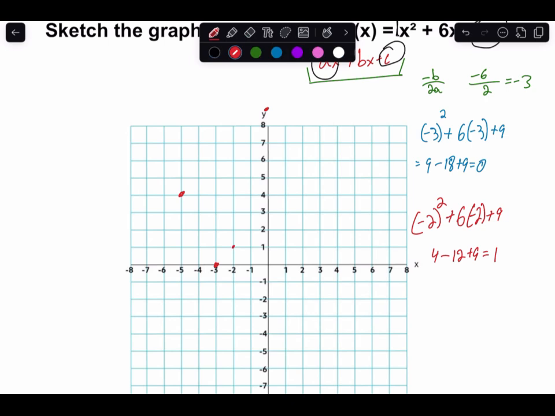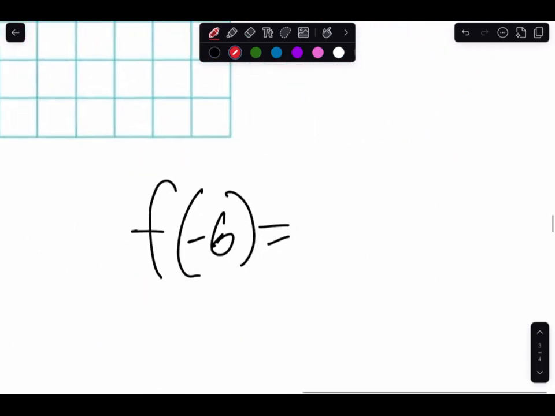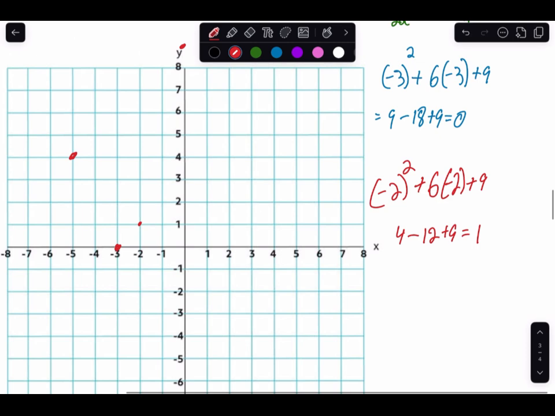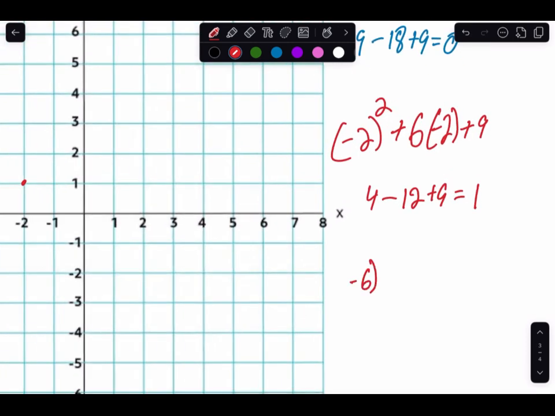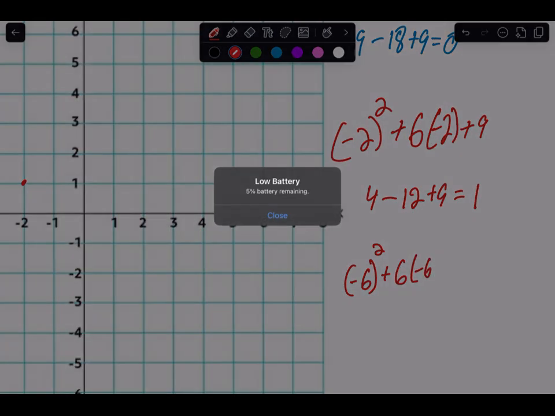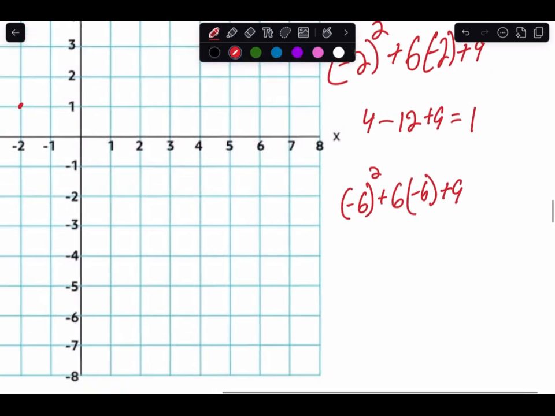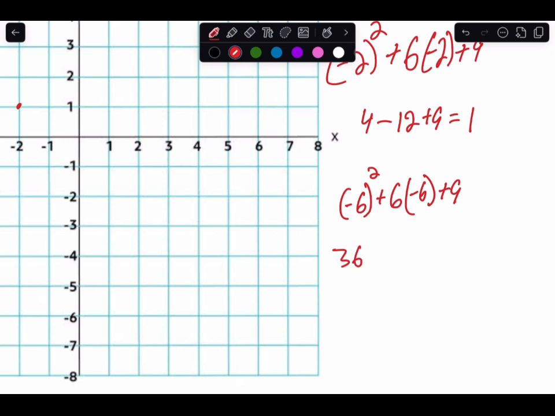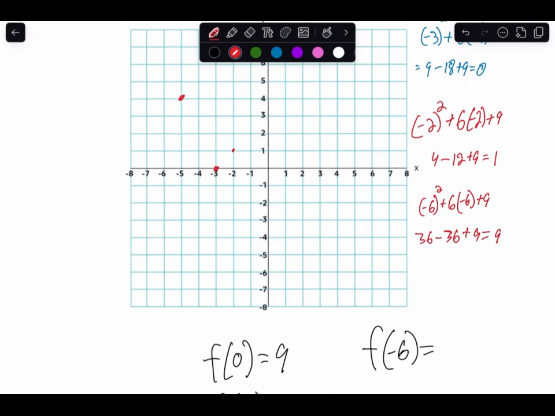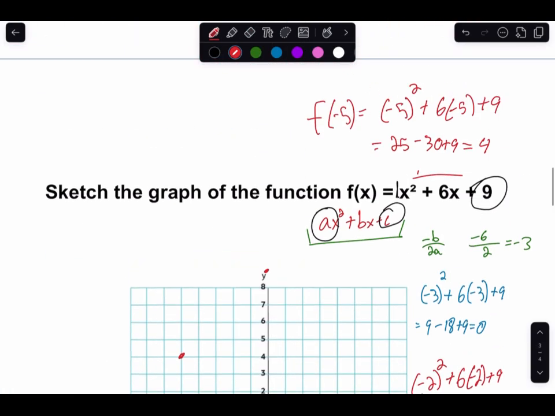And let's do f of negative 6. So negative 6 squared plus 6 times negative 6 plus 9. So it's 36 minus 36 plus 9. And look at that. That's 9, which is the same as f of 0, which I said before, right? How did I know that?